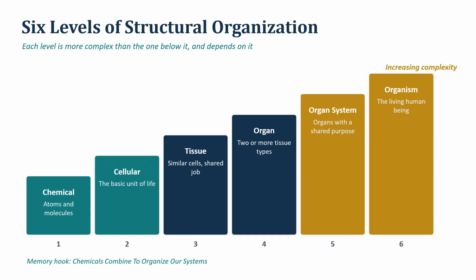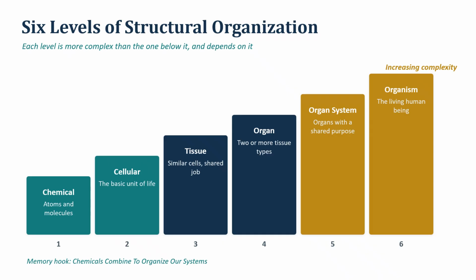This staircase is the single most important image in the lecture. At the bottom is the chemical level. Everything in your body is made of matter, and matter is made of atoms. Atoms bond together to form molecules, and in living things, those molecules include water, proteins, carbohydrates, lipids, and nucleic acids. Step 2 is the cellular level. Molecules assemble into cells, and the cell is the smallest unit that is considered alive because it can carry out all the processes of life on its own.